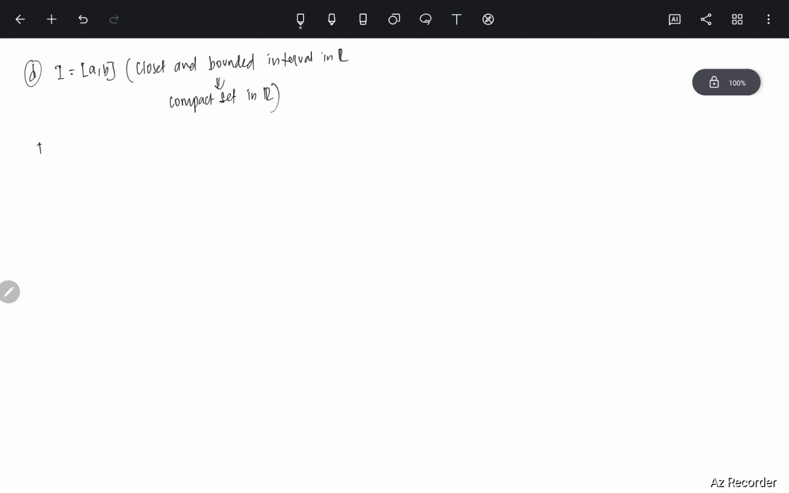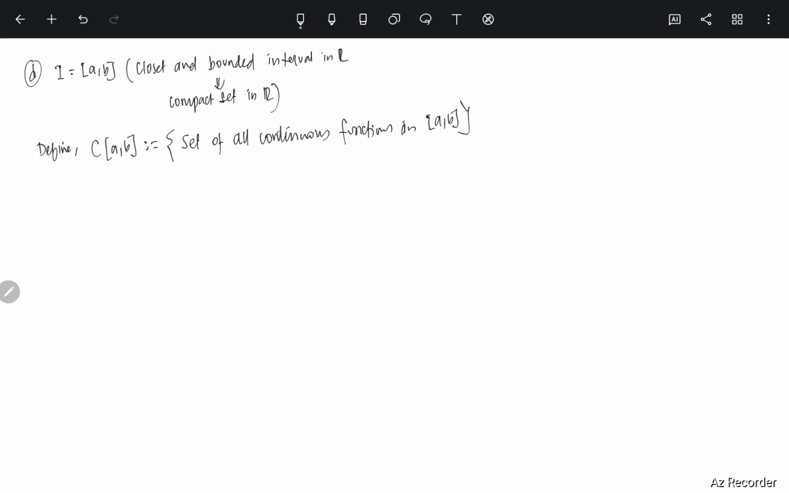Now we define C[a, b]. What is C[a, b]? We define it as the set of all continuous functions defined on [a, b]. So basically you take all those functions together and you form a set. This is called C[a, b]. Now I can show that this is going to be a vector space.